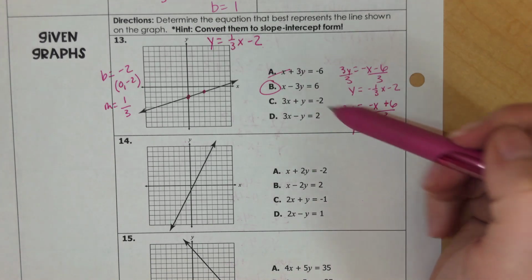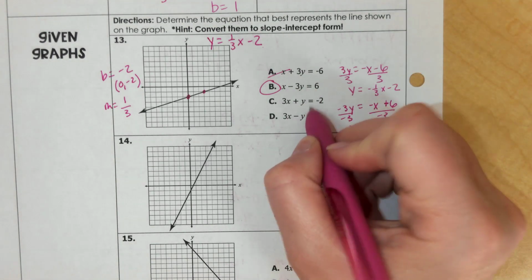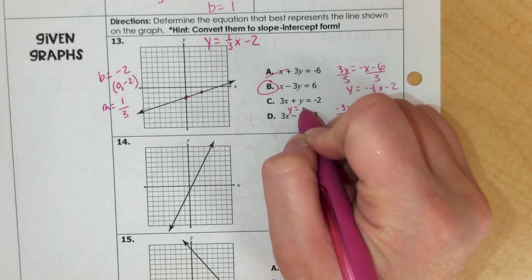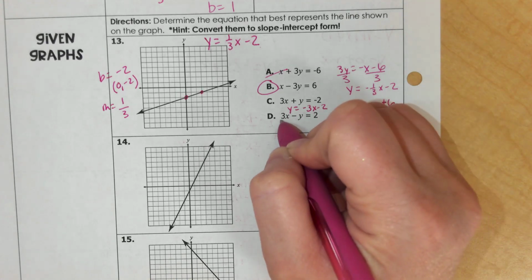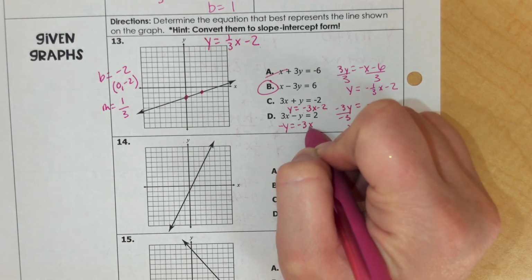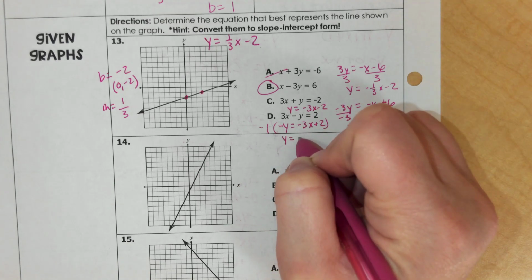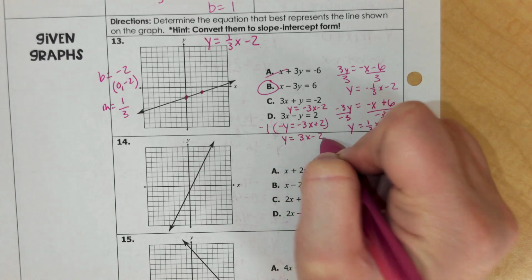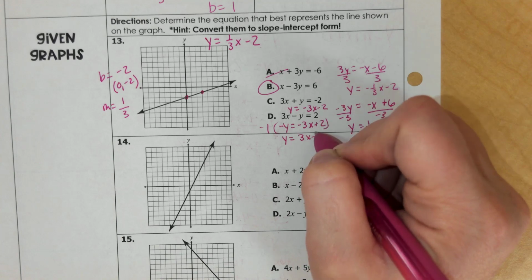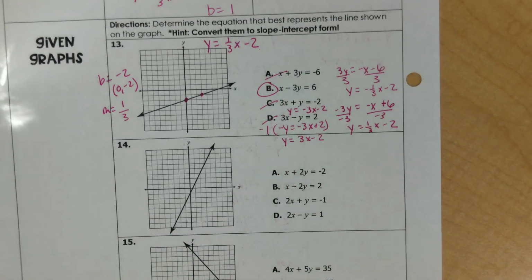We do need to double check and make sure the other two don't work, just to be sure. But here when I do this and I subtract it, I get y is equal to -3x minus 2. And then here when I subtract it, I get -y is equal to -3x plus 2. And then we multiply it all by -1 and get y is equal to 3x minus 2. And so those don't work because we have the wrong slope. So C and D won't work. So B is the only answer that will work.